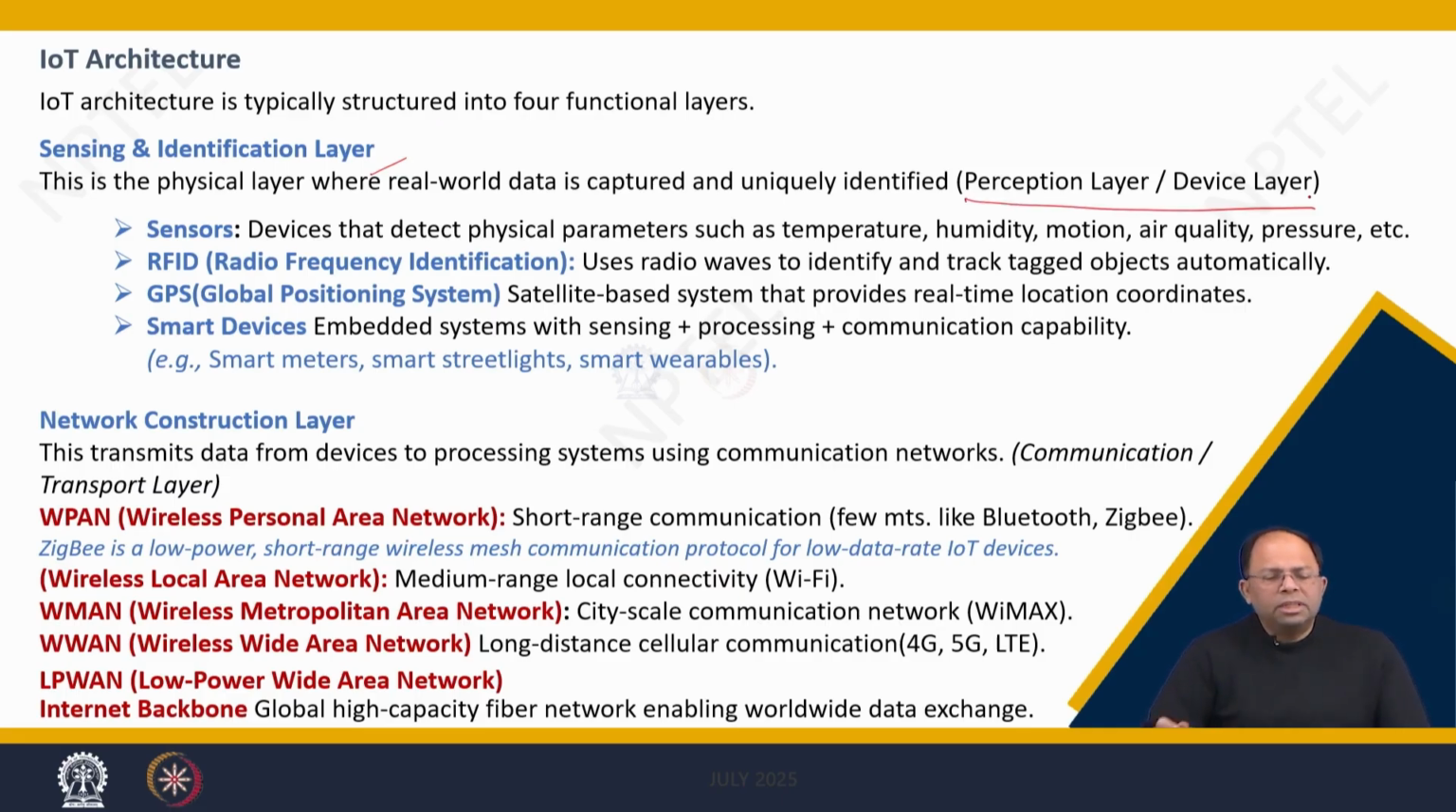Now to do these activities within this layer, we require different kinds of things. For example, we require sensors. Sensors are devices that detect physical parameters such as temperature, humidity, motion, air quality, pressure, and so on. Then RFID tags, radio frequency identification tags, use radio waves to identify and track tagged objects automatically. It could be a GPS system, the global positioning system, which is a satellite-based system that provides real-world location coordinates.